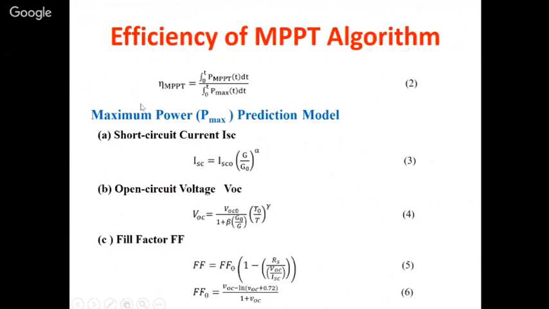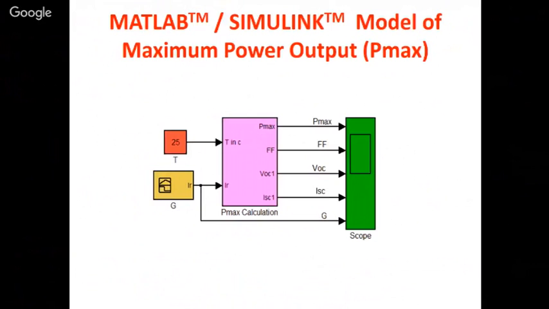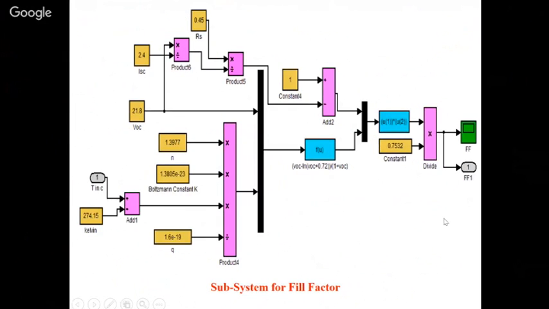So that formula is given here. Short circuit current is given like this, along with open circuit voltage and fill factor. Put all these parameters in, and for this we made a MATLAB model. I will show you the MATLAB model also. So this was the maximum power output prediction model. I give G and the temperature, and this will give me the maximum power output.